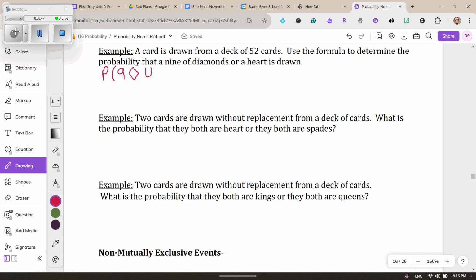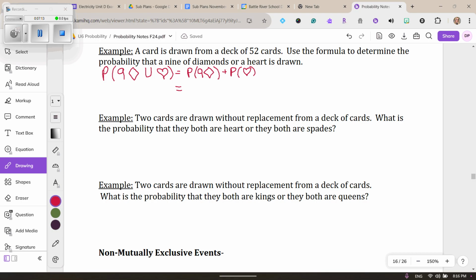Or a heart. So a 9 of diamonds or a heart. Let's take those. And because it is a union, we are going to add the probabilities. Just a reminder that this formula is on your formula sheet. You just have to apply it to the context of the question.